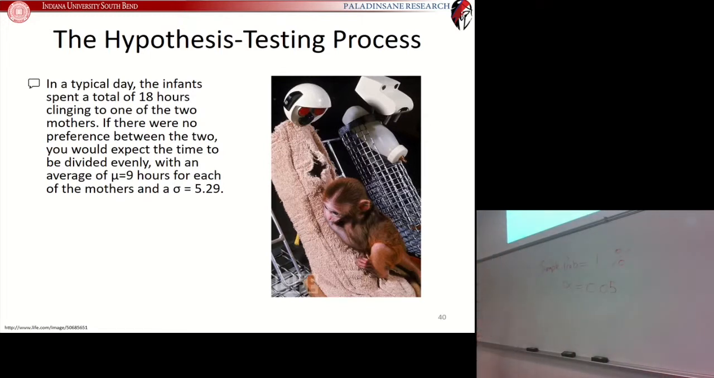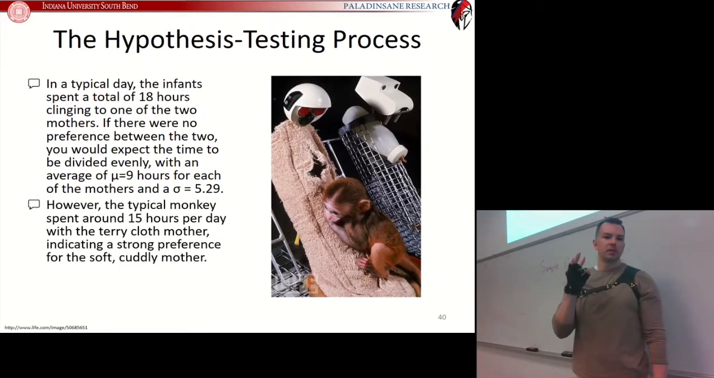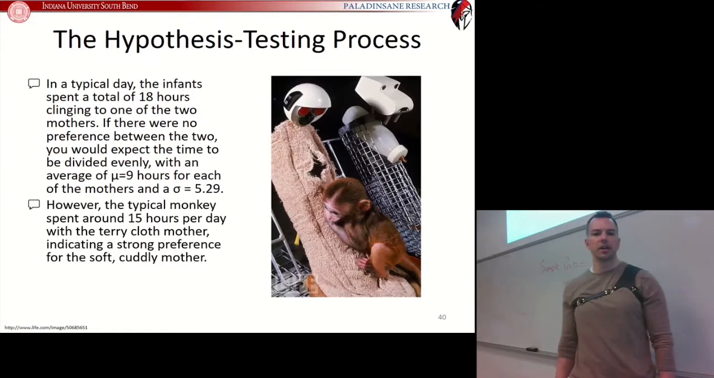So if the population of monkeys is such that there is no preference between the two mothers, then the time spent with the terry cloth mother would be on average 9 hours, right? Because they have 18 hours in total. So if these monkeys belonged to a population that didn't care which mother it spent time with, then on average, that population would spend 9 hours with the terry cloth mother, 9 hours with the wire mesh mother. What Harlow found, however, is that typically the monkeys spent 15 hours per day with the terry cloth mother, and that indicated a strong preference for that soft, cuddly terry cloth mother.